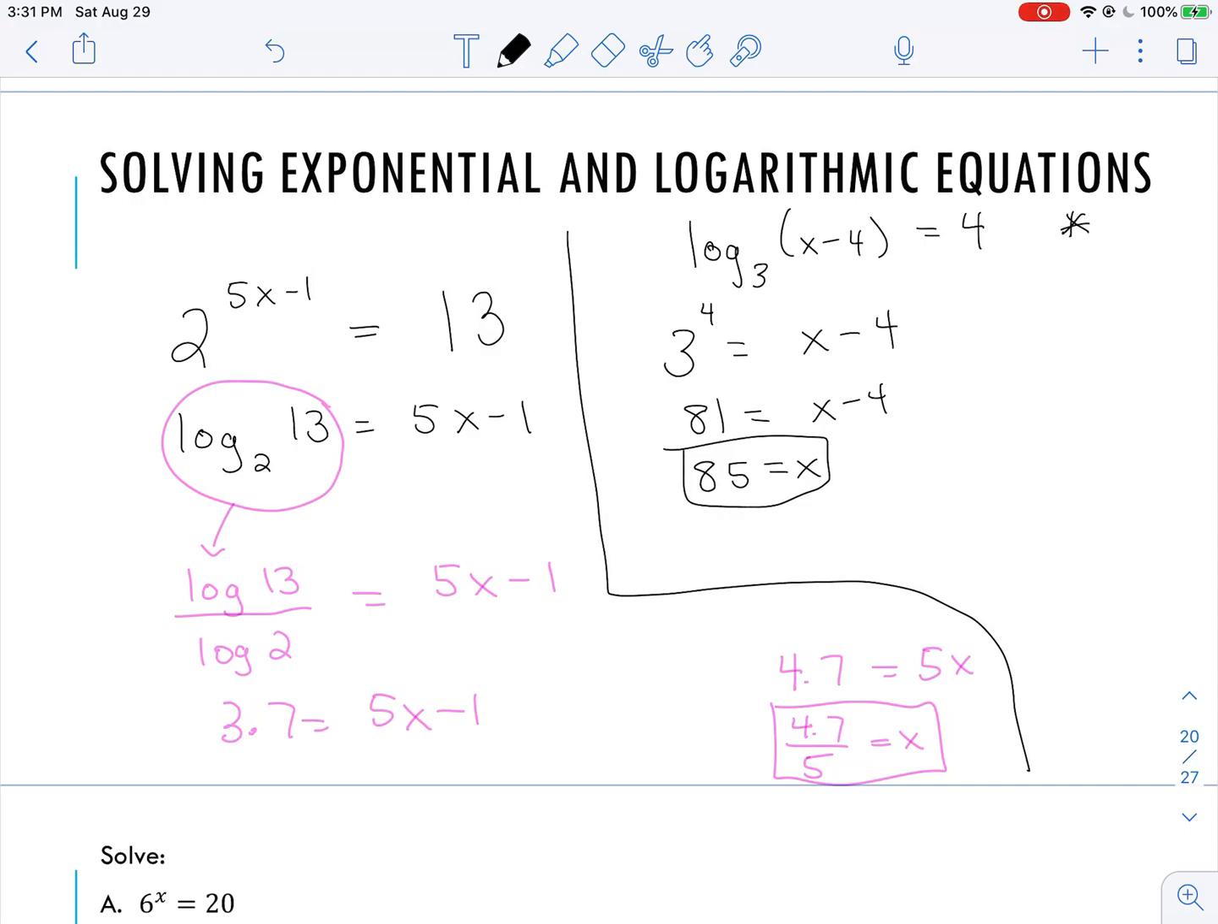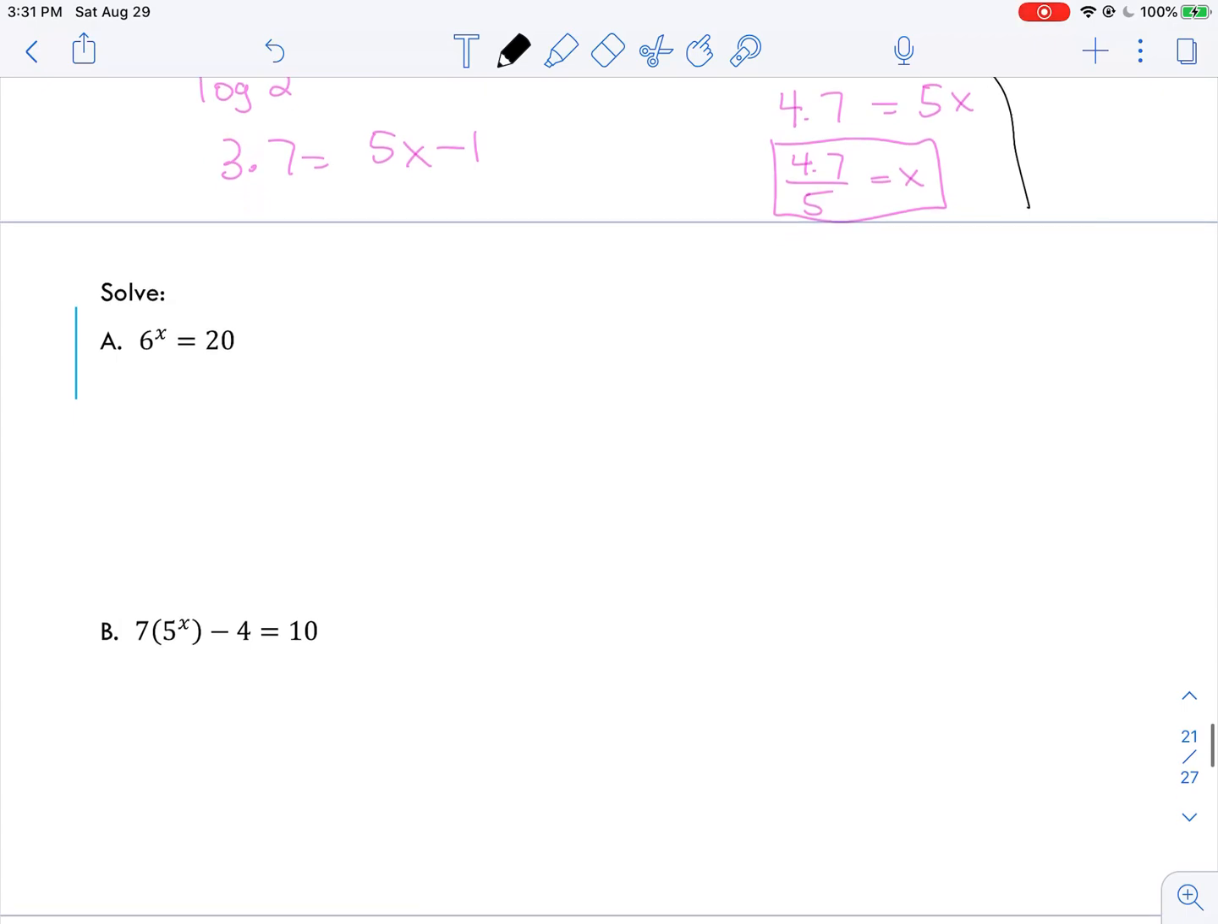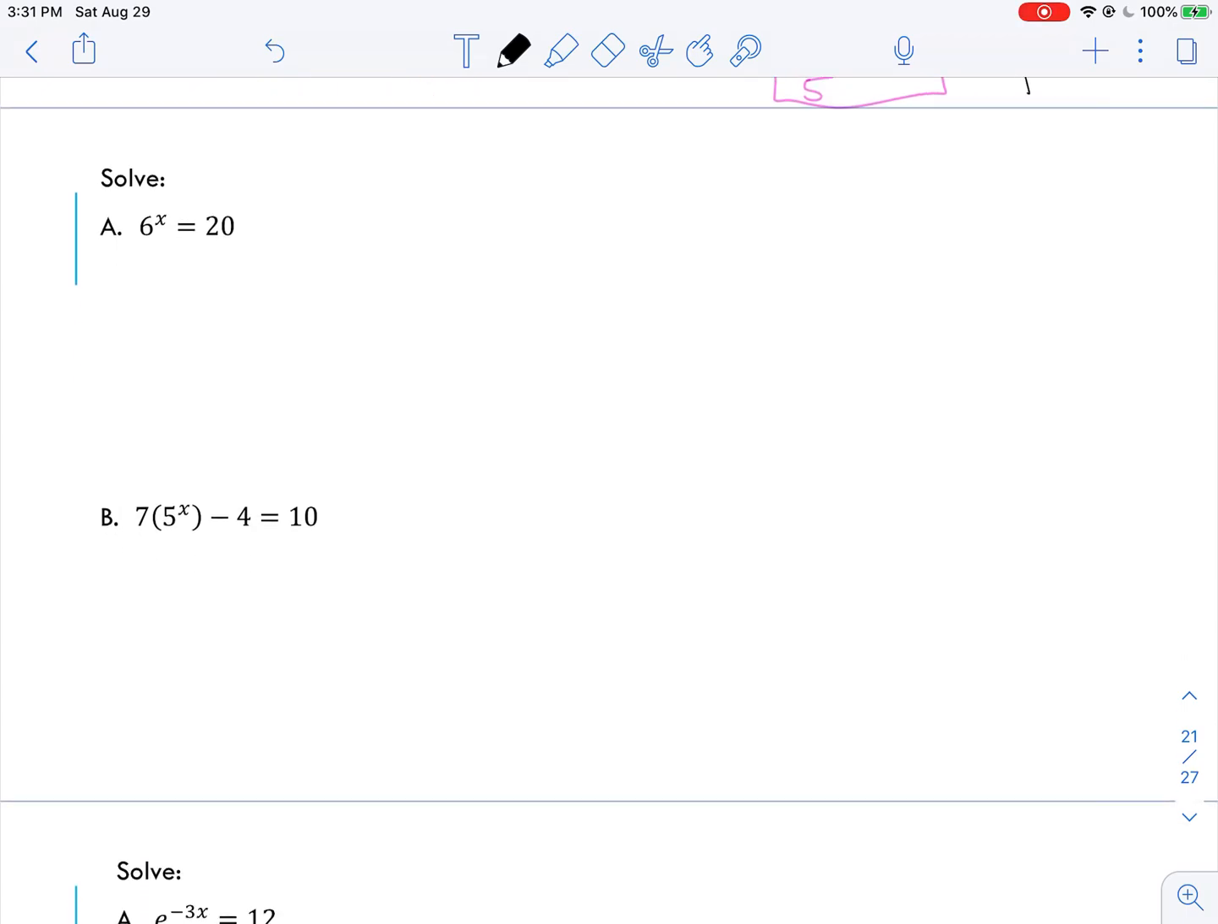For logarithmic equations, you need to be careful because remember the domain of logarithms, x has to be greater than 0. So whatever you plug in, when you take the log of it, it has to be greater than 0. So if I take 85 and plug it in, I would get 85 minus 4, which is 81, and that is a positive number, so we're good. If you get a negative number, then that is actually not a solution. So you guys go ahead and try solving these ones.